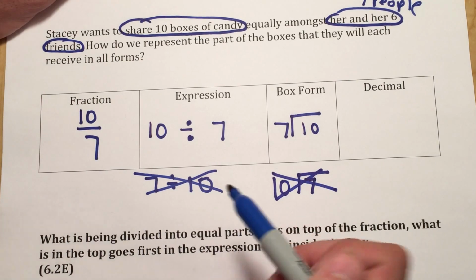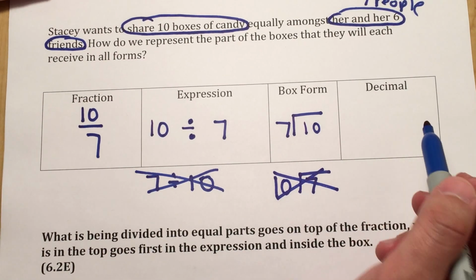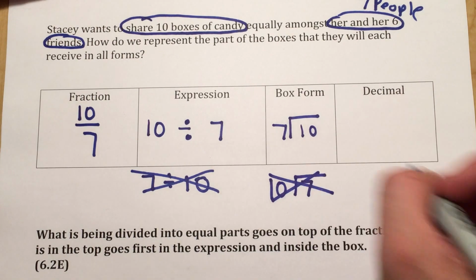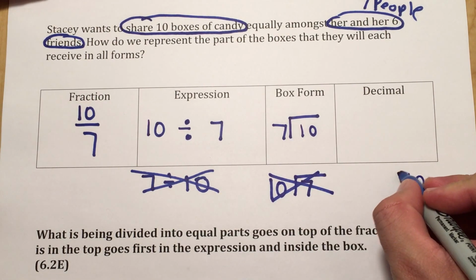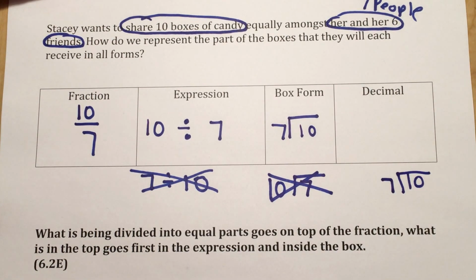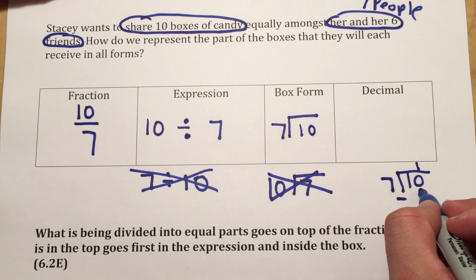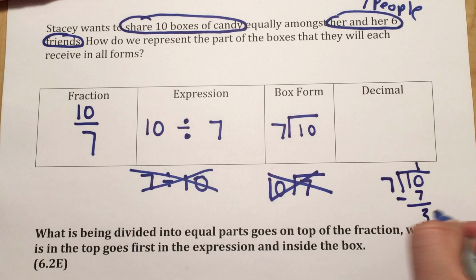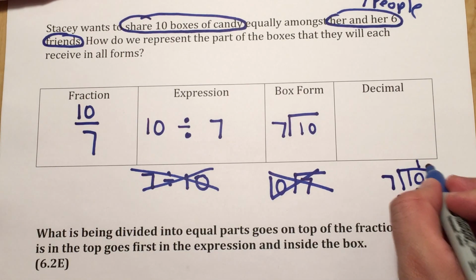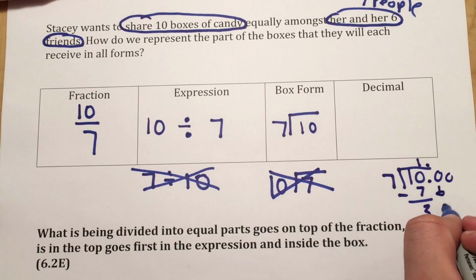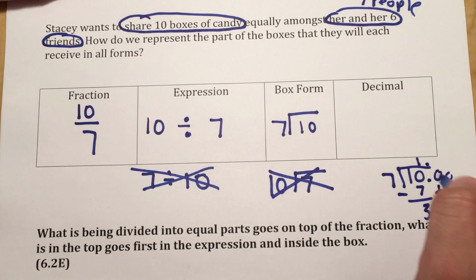And the last thing is you might find your answer in decimal form. So let's go ahead and divide 10 by 7 and change this to a decimal. So how many groups of 7 go into 10? Well, it's one group. 7 times 1, that's 7. So 10 minus 7, that's 3. Now we're going to put a decimal since we can no longer divide, and we're going to bring down a 0. How many groups of 7 go into 30?